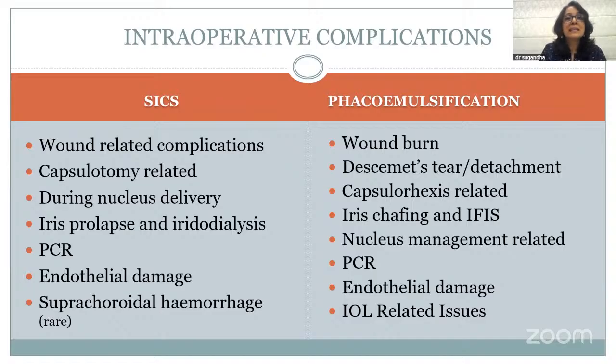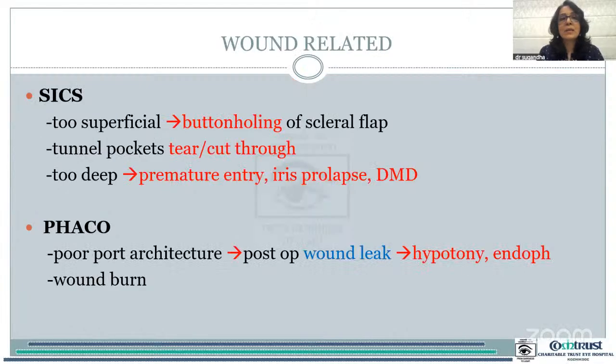Let's deal with each one individually. First we'll start with wound-related issues in SICS. It is quite difficult for a beginner surgeon to understand the depth of incision. What we usually say as an ideal depth is 0.3 millimeters, which is quite difficult for a beginner to understand.